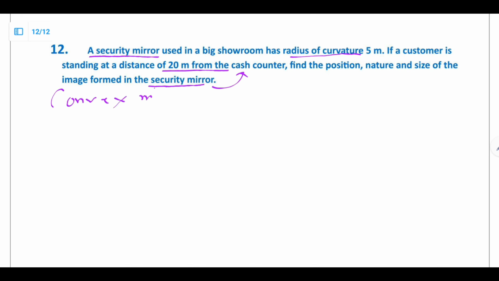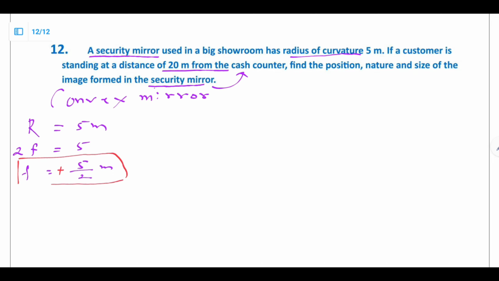So the mirror is a convex mirror and radius of curvature is given, r equals to 5 meters. You know r equals to 2f, which is equals to 5 meters. Then f equals to 5 by 2 meters. As the given mirror is a convex mirror, according to sign convention rule, focal length is positive. f equals to 5 by 2 meters, and object distance u equals to minus 20 meters. Let us find the image distance using the mirror formula.